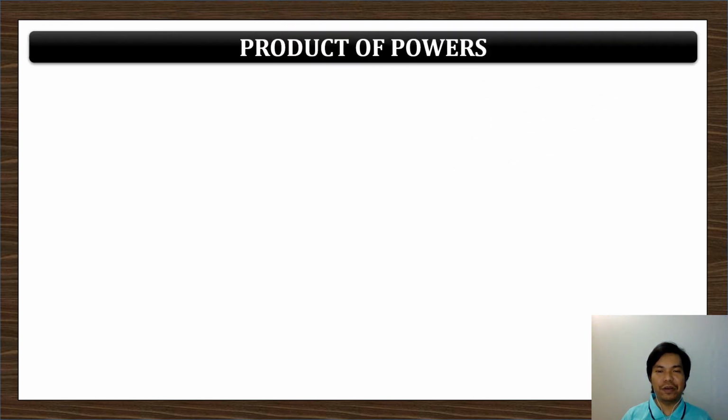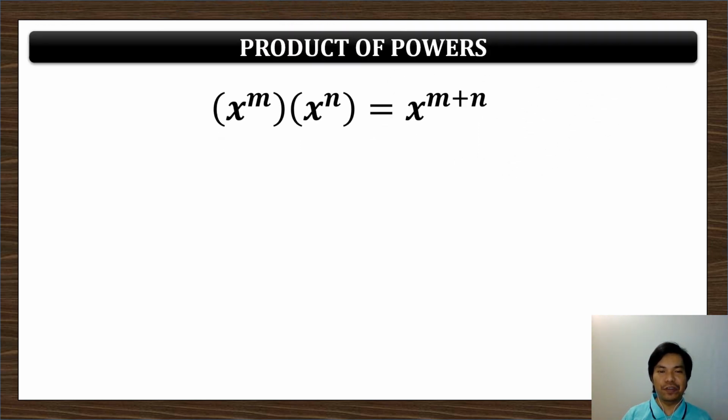Ang next naman natin na pag-aaralan ay ang product of powers. Sa product of powers, meron tayong form na x raised to m times x raised to n is equal to x raised to m plus n. So, ibig sabihin yan sa product of powers, pag the same yung ating base, ang gagawin lang natin ay kokopihin natin yung ating common base and then i-add natin yung ating exponent.